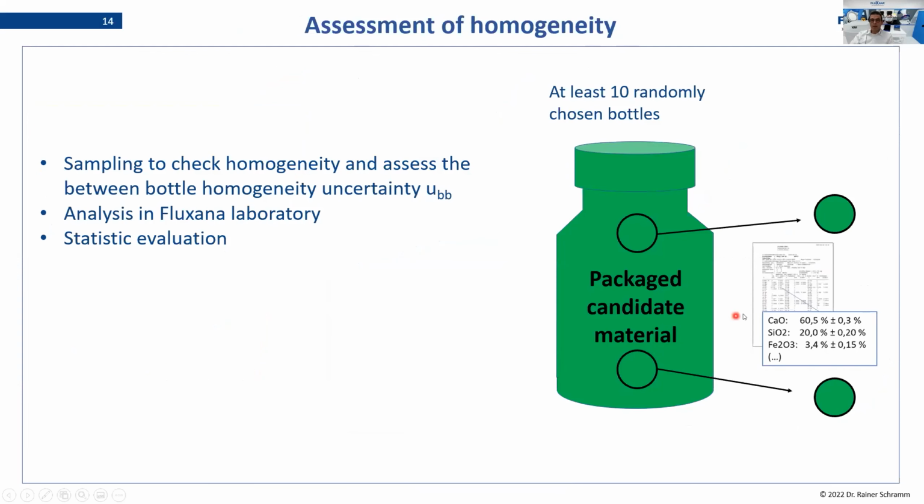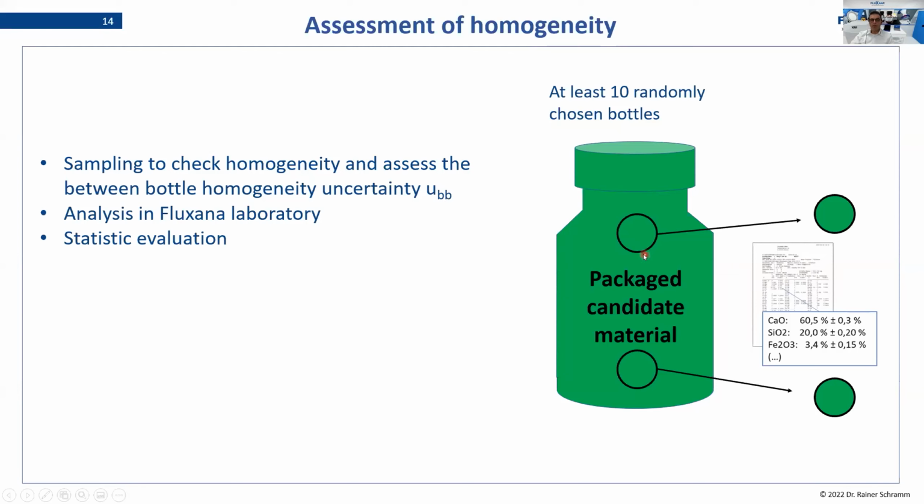In the next step, when all these bottles are sitting in the stock, we will randomly take out test materials, and this could be a number of 10 bottles. Then these 10 bottles go into the laboratory and are sampled, also at two positions, at the bottom and at the top part. In this way, we find out if there is an inhomogeneity inside the bottle. And of course, we sample 10 bottles to see if there is any inhomogeneity between the bottles.